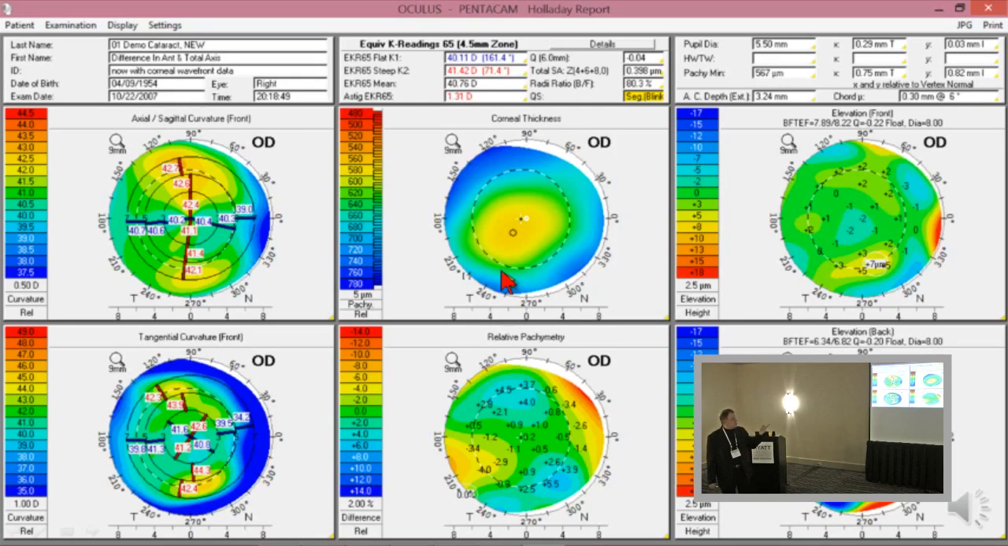it's just suspicious, and that elevation on the back doesn't correspond to anything with a difference in the relative pachymetry map. In other words, if that were at the same point and it was thinner, well, I'd be a little worried about doing LASIK on that guy, but I wouldn't affect anything here because the relative pachymetry map is not at the same place as the elevation, and it's just suspicious. So I'm not worried about it, basically, is what I'm saying.